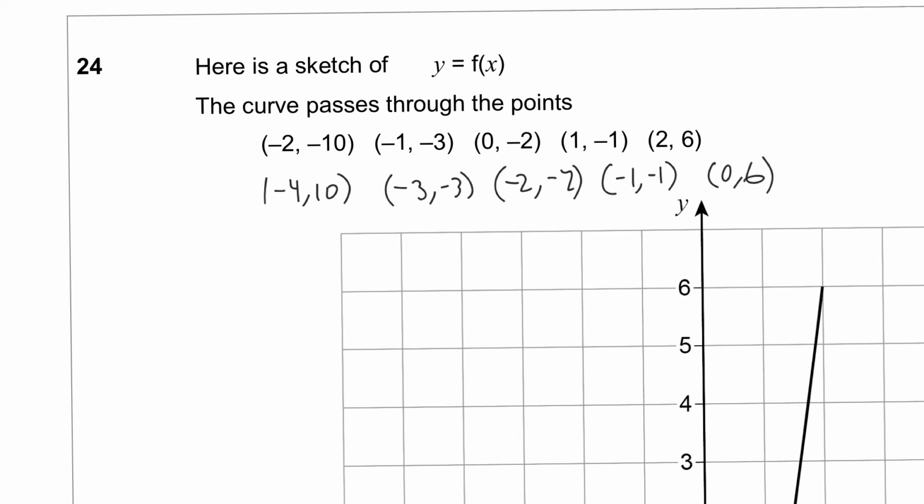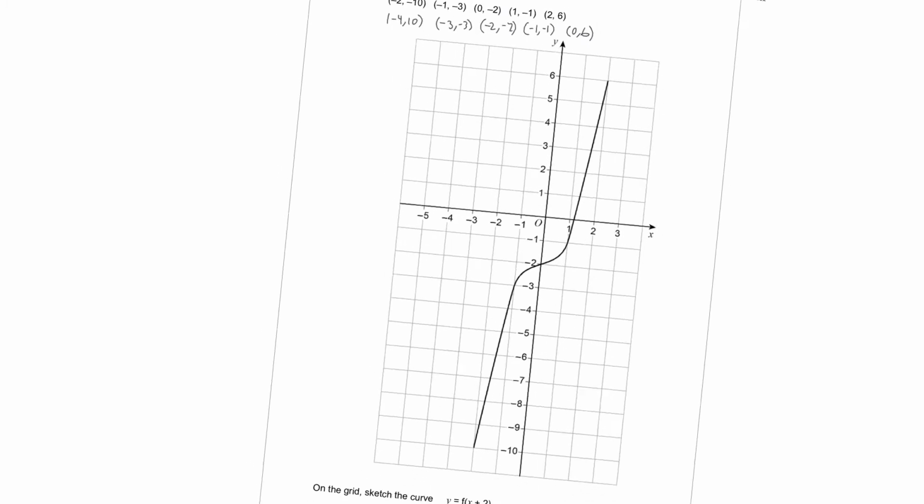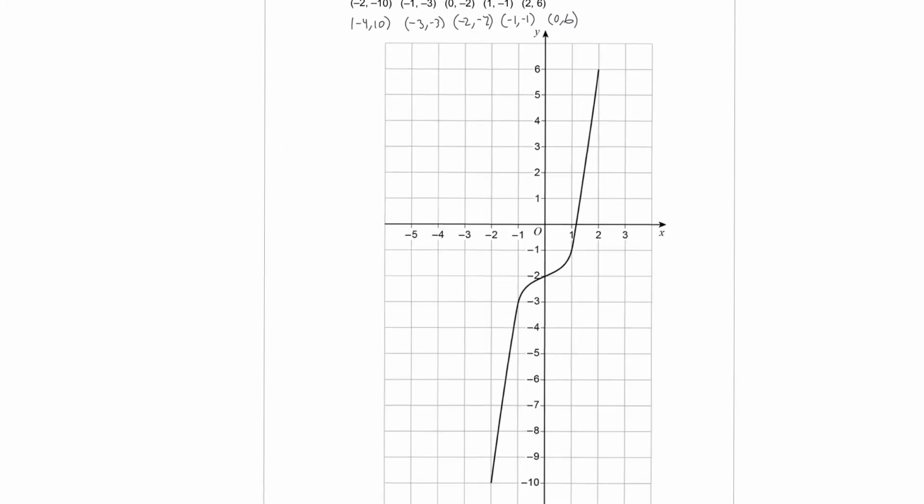And then now I'm going to plot these new points on the graph. So the first one was minus 4. Oh, I forgot the minus in front of the 10. So minus 4, minus 10. So I'm going to find that on the graph, which is here. Then it was minus 3, minus 3. Then it was minus 2, minus 2. Minus 1, minus 1. And then 0, 6. So then now I'm going to draw the graph. And that is how we would answer this question.